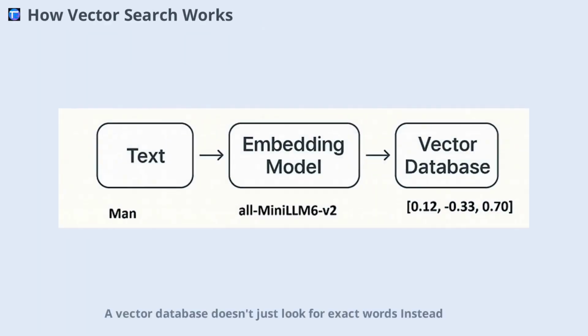A vector database doesn't just look for exact words. Instead, it sees the bigger picture. It knows that Parmesan is a cheese, spaghetti is a pasta, and macaroni belongs to the same group. So, when you search for pasta with cheese, it finds recipes that match the meaning, not just the words. This is how vector search mimics human understanding, making search results more relevant and useful. It's a leap forward from the rigid matching of traditional databases.